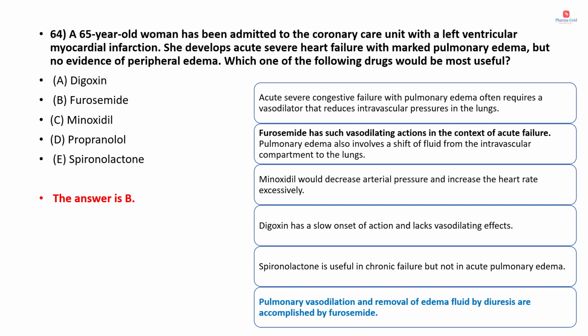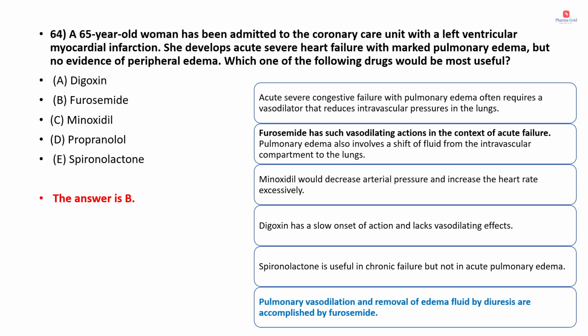Now let's see why the remaining options are wrong. Minoxidil would decrease the arterial pressure and increase the heart rate excessively. So it cannot be used as a good option in this particular patient. Then digoxin, it is an inotropic agent as well as a cardiac glycoside. It has got slow onset of action and it lacks vasodilating effects. Then spironolactone, it is a potassium sparing diuretic. It is useful in case of chronic failure but not in acute pulmonary edema.